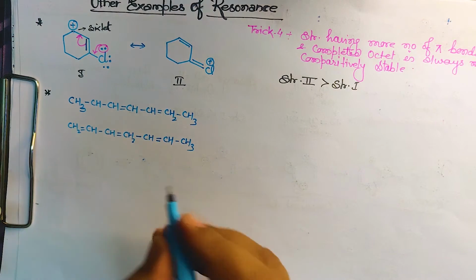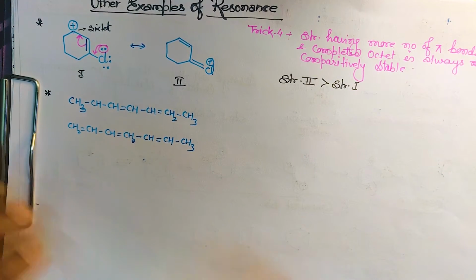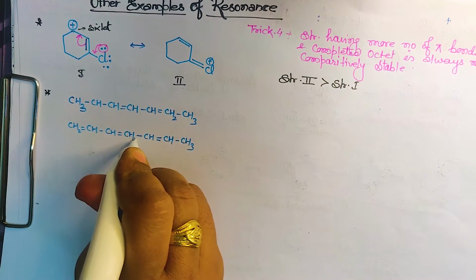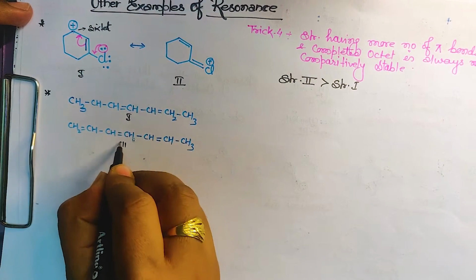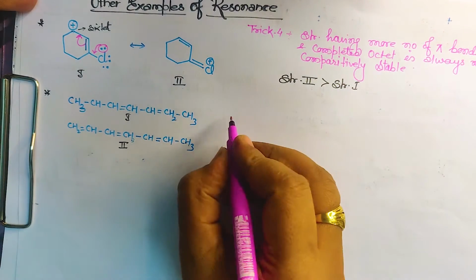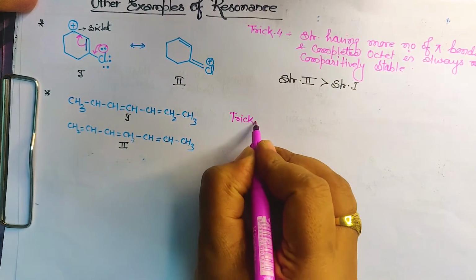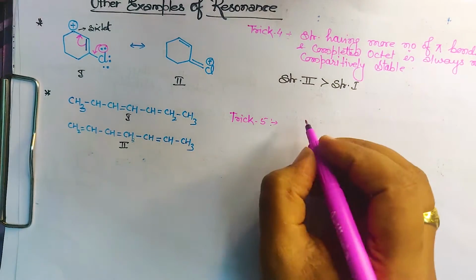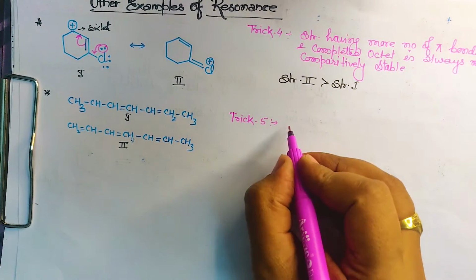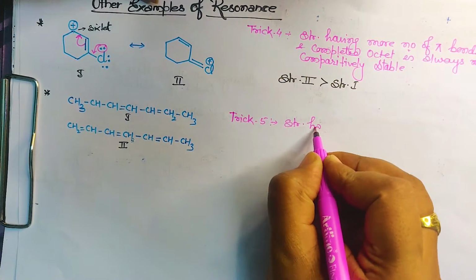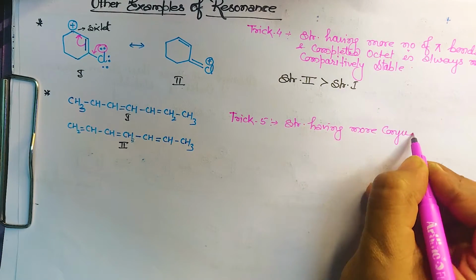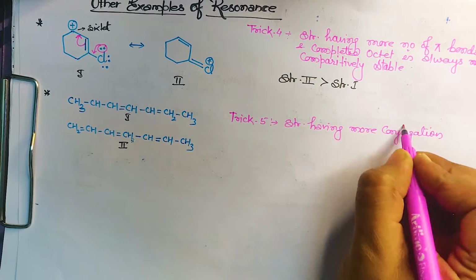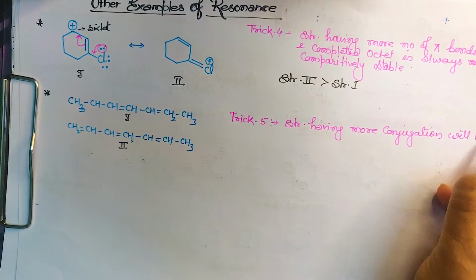So what will be your answer? Structure 1 or structure 2, which one will be more stable? Can you tell me? This is structure 1 and this is structure 2. So here trick number 4 will work, and this is trick number 5. This says that the structure having more conjugation will be more stable.